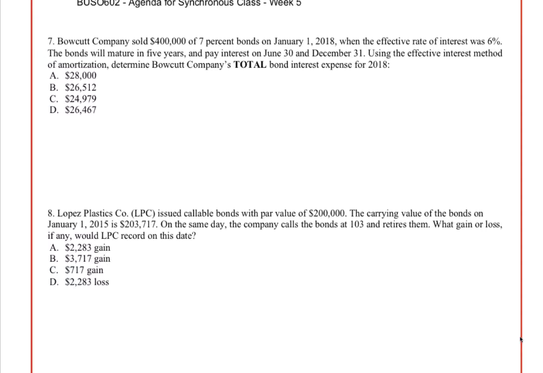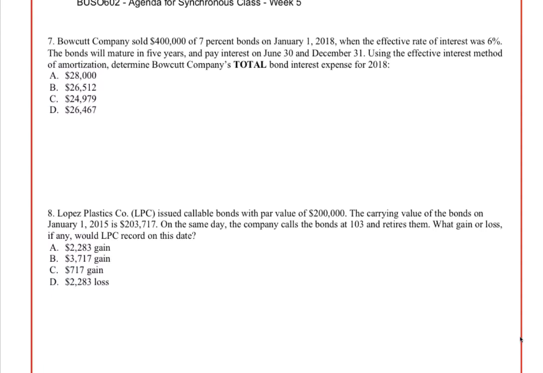Question 7. This is a real pig, because you've actually got to do two calculations. First of all, you've got to work out the issue price, then you've got to work out the interest expense for the 2 periods. So this is a really long one. I can't imagine there'll be many like this. I would hope there isn't even one like this in the real quiz, but we'll see.